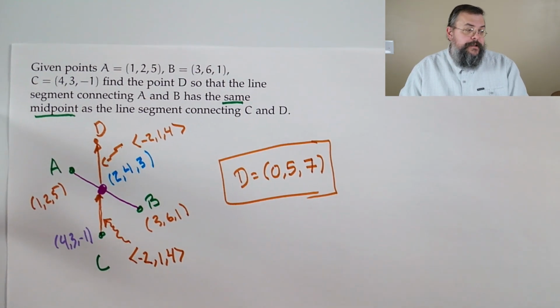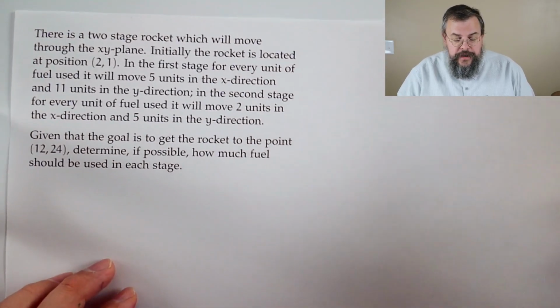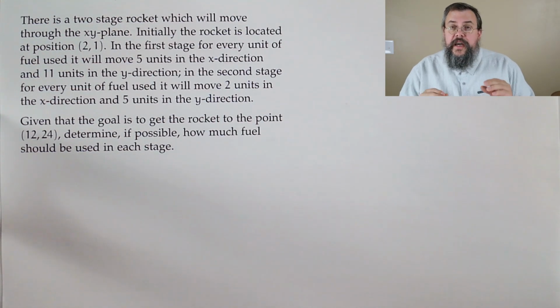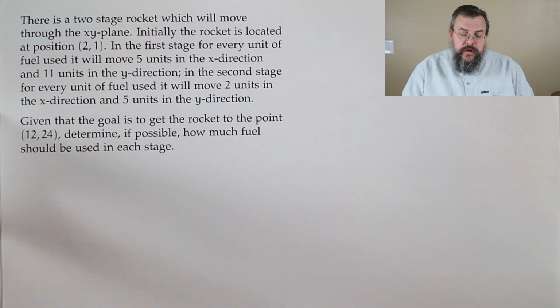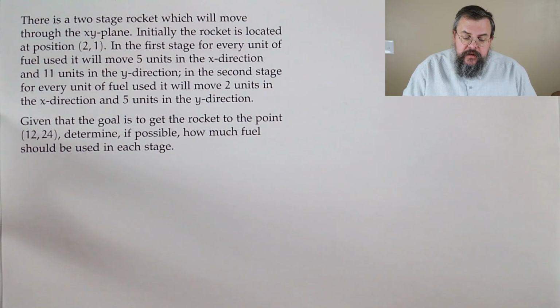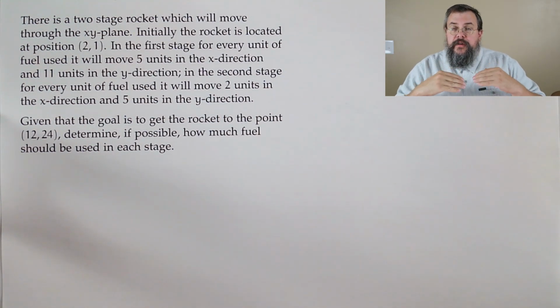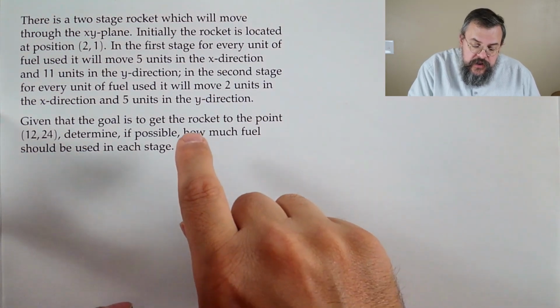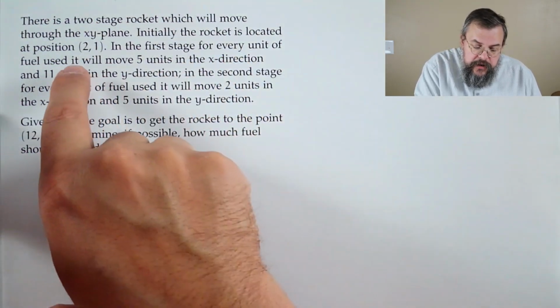So, all right. Well, let's try our hands at another problem. So, here we go. Oh, a word problem. This will be good. There is a two-stage rocket which will move through the XY plane. So two stages means that there's going to be two things that happen. So what's going to happen? Well, initially, the rocket's located at (2, 1).